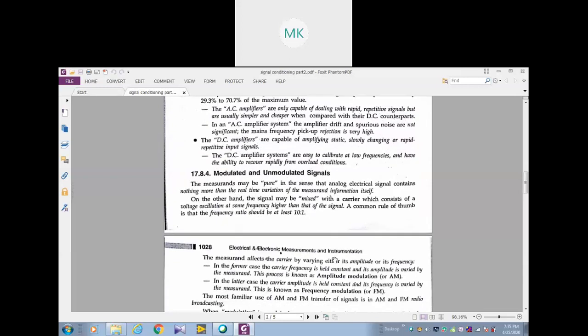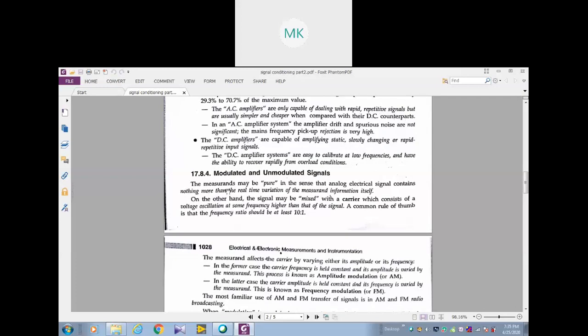Next is modulated and unmodulated signal. So you know what is modulated and unmodulated signal. In the first year I think you have studied modulation, that is amplitude modulation, frequency modulation, and demodulation. The signal whatever we are going to measure, it may be a pure signal without any modulation.